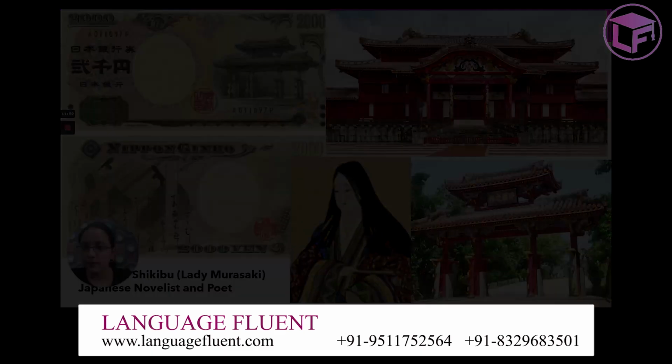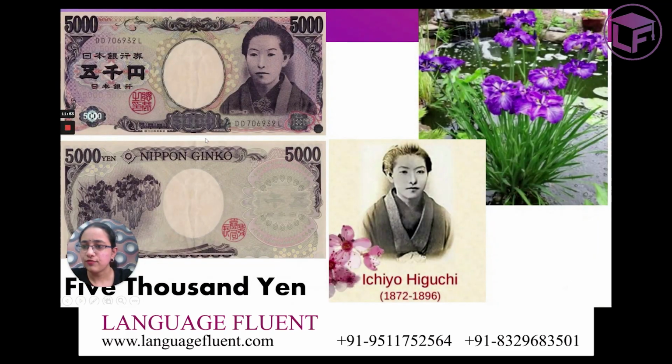Moving on, if we look at the 5000 yen currency note, we can see one more person here. She is Ichiyo Higuchi. She lived between 1872 to 1896, and she is considered to be a very popular and renowned Japanese poet and novelist, and her works are very famous as well. So you can maybe search for Ichiyo Higuchi's works in case you want to know more about her.